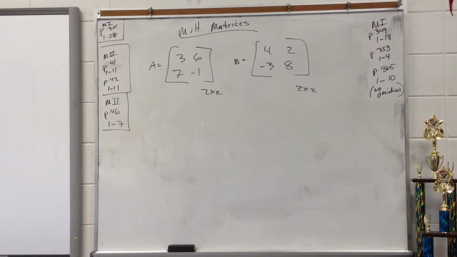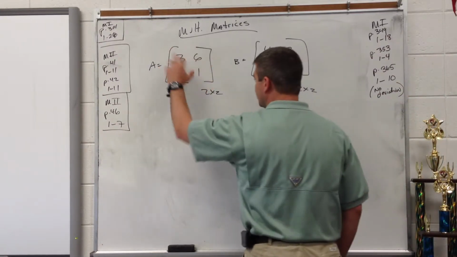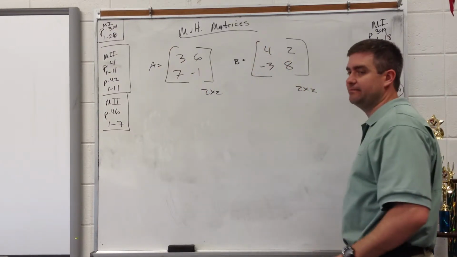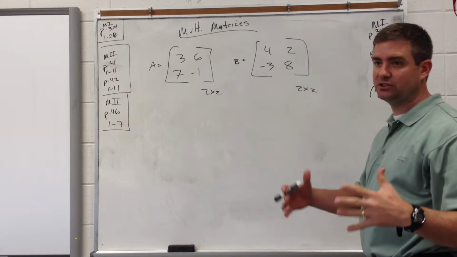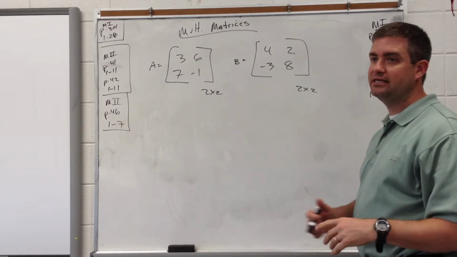Alright, here we go. We're talking about section 1.9 in Math 3. This is multiplying matrices. I've got two very basic 2x2s. I've labeled them. This is matrix A and this is matrix B. Okay, I'm going to go over some definitions and some rules first, and then we're going to talk about how to multiply.